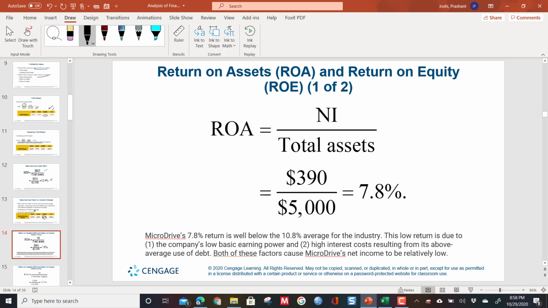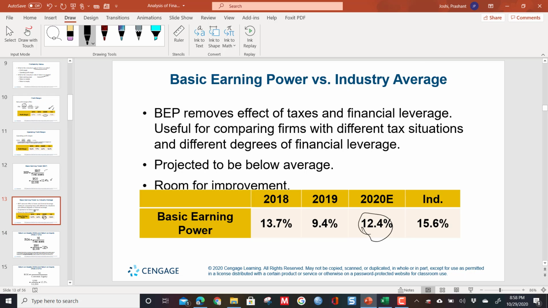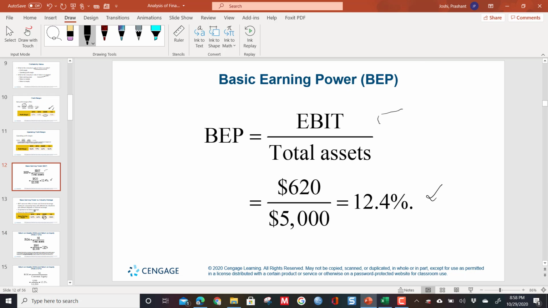Another ratio is return on assets and return on equity. The return on assets is net income divided by total assets, and this ratio is below the industry average. Why is the return low? It is due to the company's low basic earning power. So probably earnings before interest and tax is lower, and also interest expenses are higher.